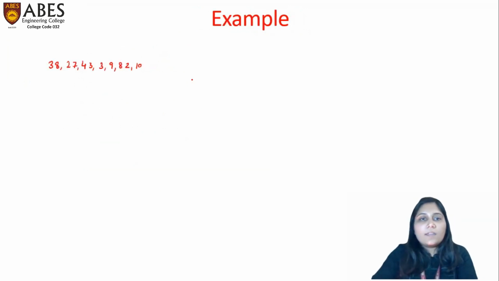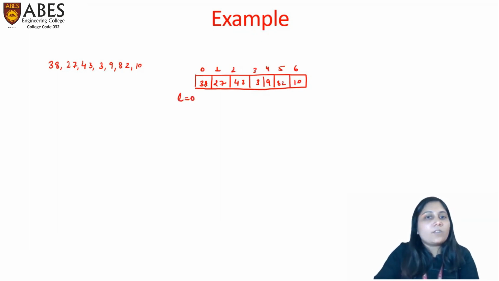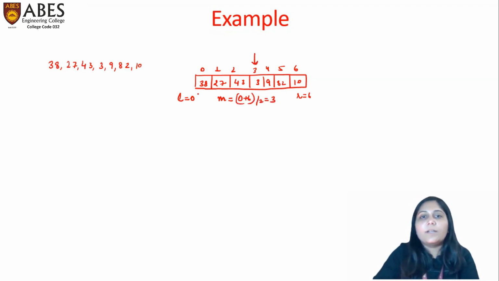Suppose this is my tree, okay, this is my array. I'm writing it over here: 38, 27, 43, 3, 9, 82, and 10. Okay, indices 0, 1, 2, 3, 4, 5, and 6. So if you see, L equals 0 because this is the leftmost index, and R equals 6. Now you have to find mid, so I'm writing it as M. M will become (0 plus 6) divided by 2, which is 3. It means this is your mid index.